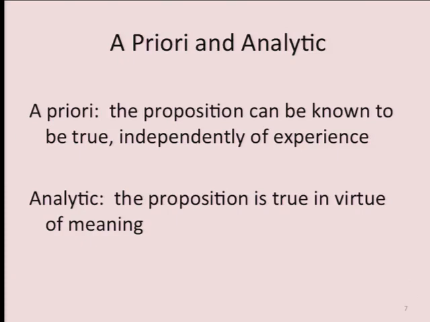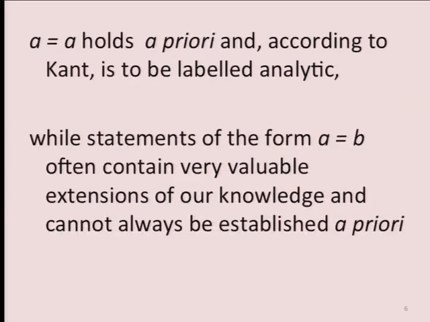So I know this is a little bit technical, but here's Frege. A is identical to A holds a priori, and according to Kant is to be labelled analytic. So what he means there is, if you get any sentence with the same name twice, that's a priori and analytic. If I say Melissa is Melissa, that's a priori? Of course it is. I didn't have to check and see. If I can use you as an example, I didn't have to check and see.